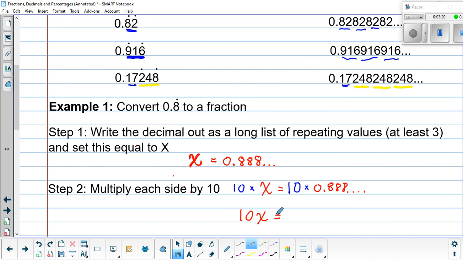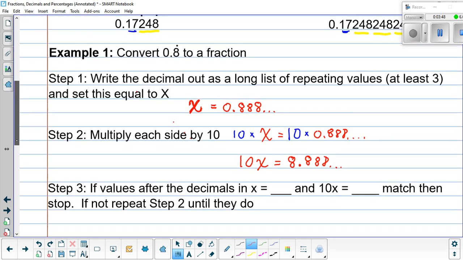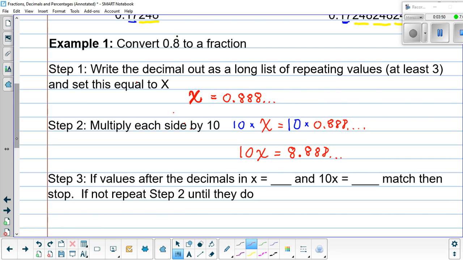Well, if we multiply by 10 or 100 or 1,000, it stands to reason that we just move the decimal place. So we multiply by 10, and we move the decimal place once. That means we're just going to have 8.888, and that's going to keep going on. It's saying if 1x is 0.888, then if we add all those together, we have 10x's, and it'll move the decimal place once. We'll get 8.888. So here, x equals 0.888, and 10x is 8.888.